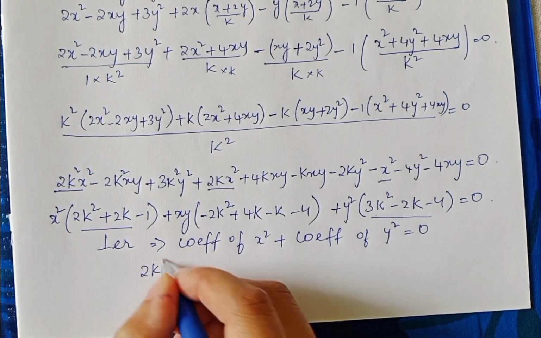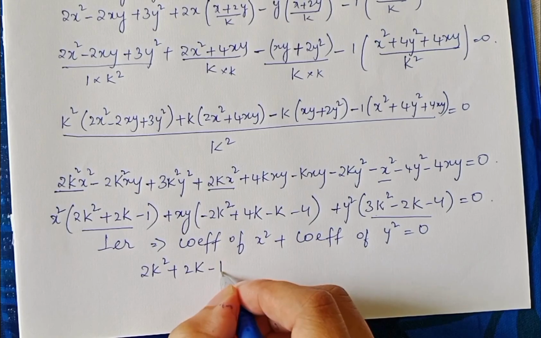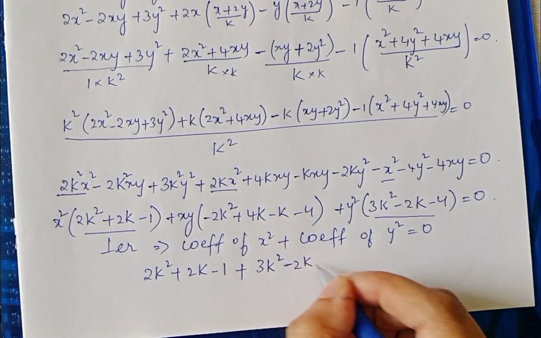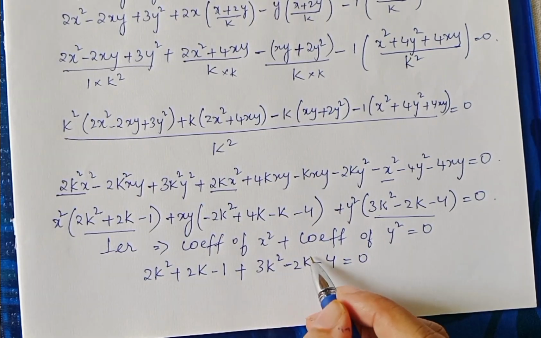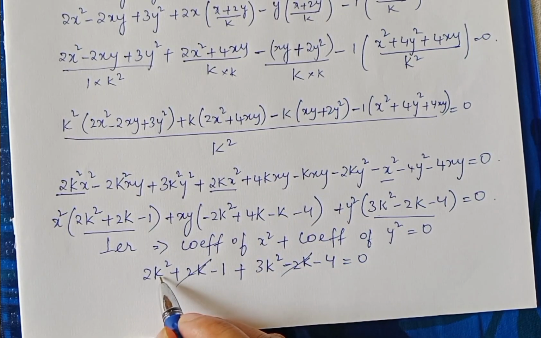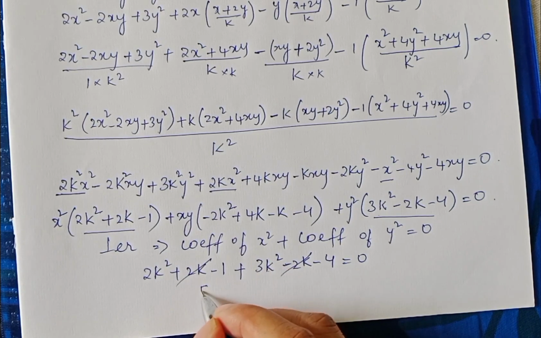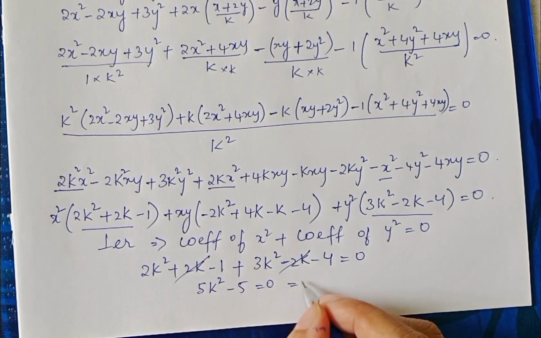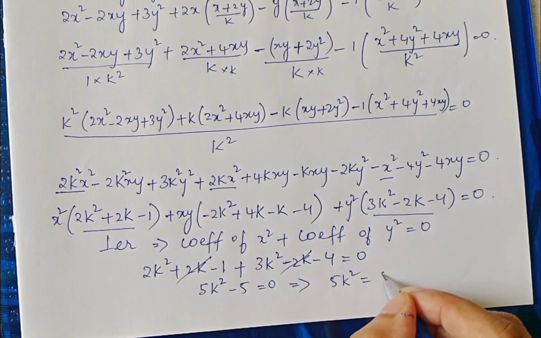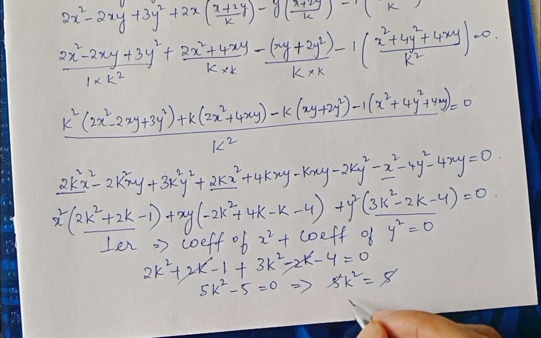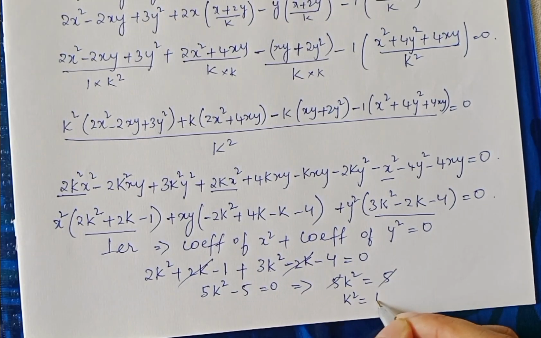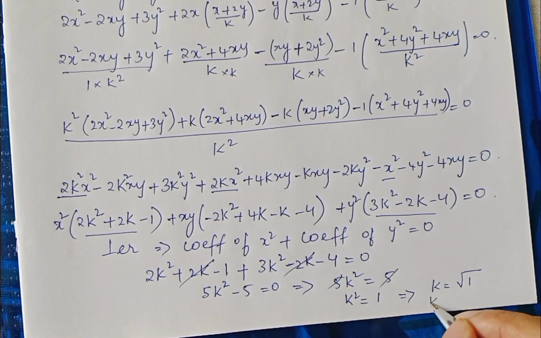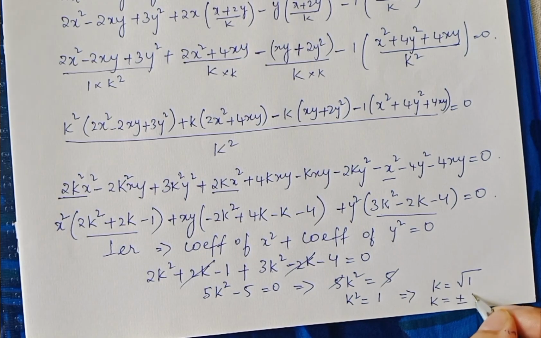So it is 2k square plus 2k minus 1 plus 3k square minus 2k minus 4 equals 0. So the plus and minus terms get cancelled. 2k square plus 3k square is 5k square, and minus 1 minus 4 is minus 5 equals 0. So this can be written as 5k square equals 5. 5 ones get cancelled, so it is k square equal to 1. Square goes there, so k is equal to root of 1. So root of 1 is 1 only, so k is equal to plus or minus 1.